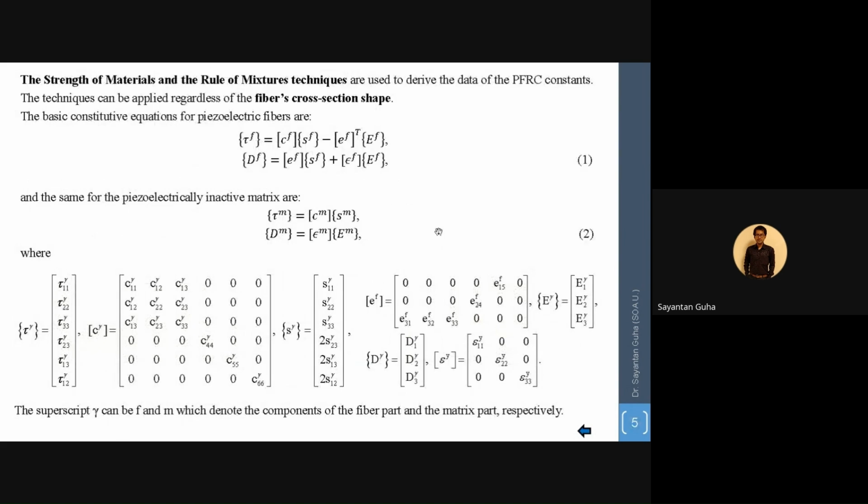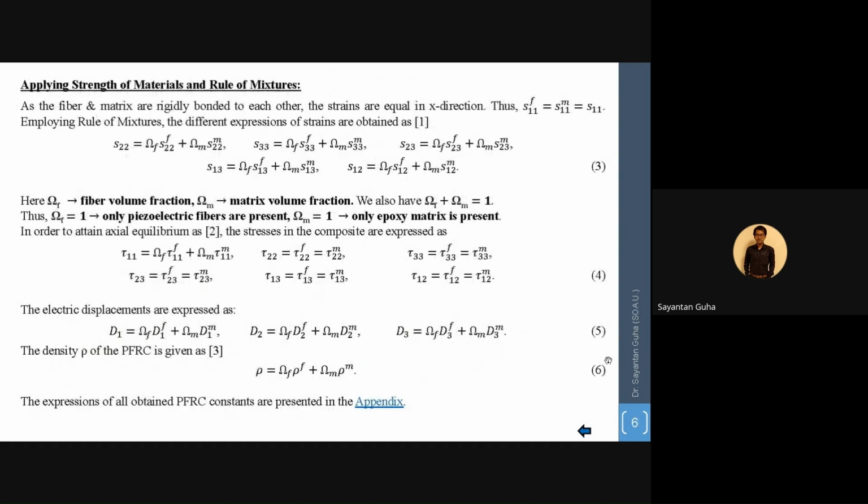So we start with the normal stress-strain relation equations. The stress equation and electric displacement equation of the fibers are given by 1, and the piezoelectrically inactive matrix equations are given by 2. The terms are given over here. Now, as per the geometry of the problem, the piezoelectric fibers are oriented along the x direction. So the strains acting along the x direction are the same. The other strains are given by the rule of mixtures as equation 3. Here, omega f denotes the fiber volume fraction, omega m denotes the matrix volume fraction, and they are related by omega f plus omega m equal to 1. Similarly, the stresses are given by 4, electric displacements are given by 5, and density is given by 6.